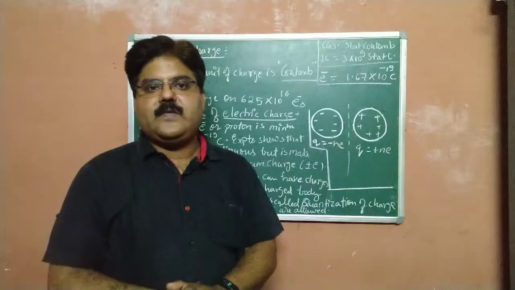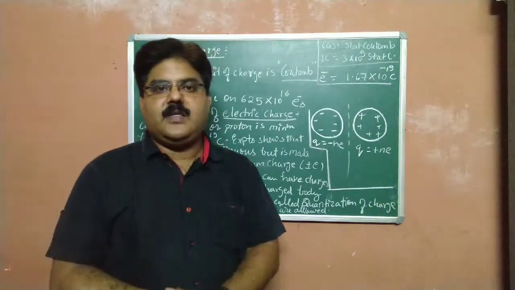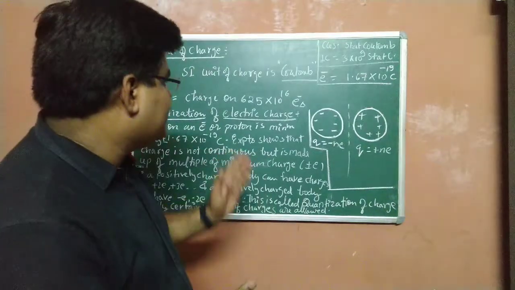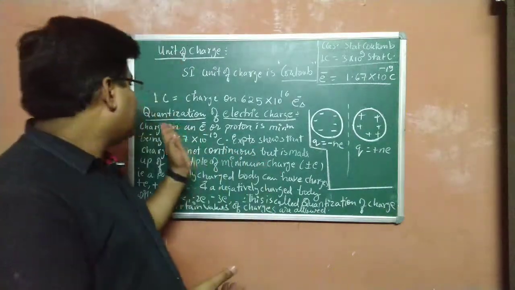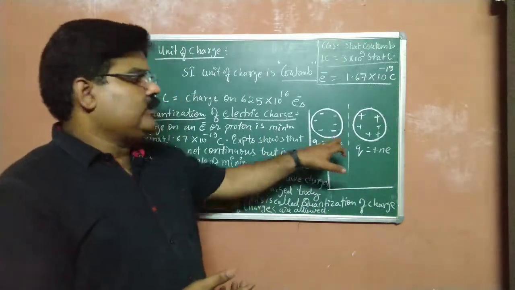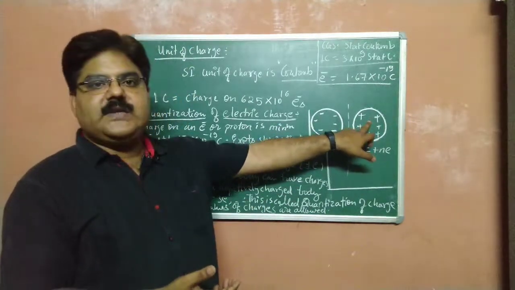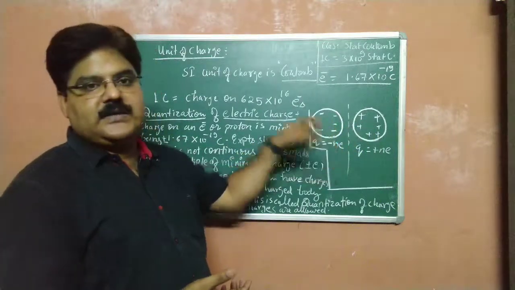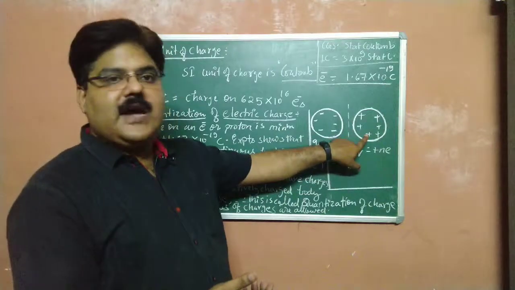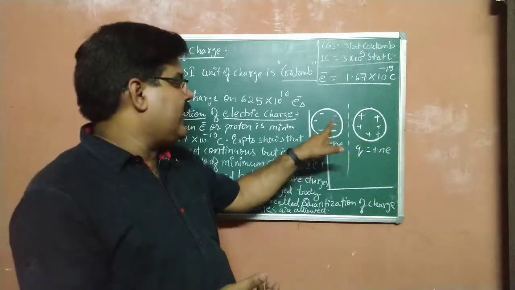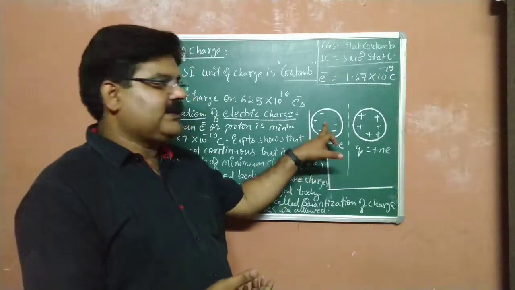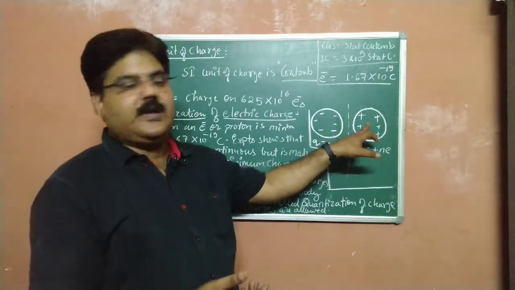Now the next topic, which is very important from the perspective of board exams as a short answer: quantization of electric charge. Here you can see that there are two spheres, one with positive charge and one with negative charge. In my previous lecture I also told you that positive shows a deficiency of electrons, and negative shows an excess of electrons, meaning this one has gained electrons, this one has lost electrons.